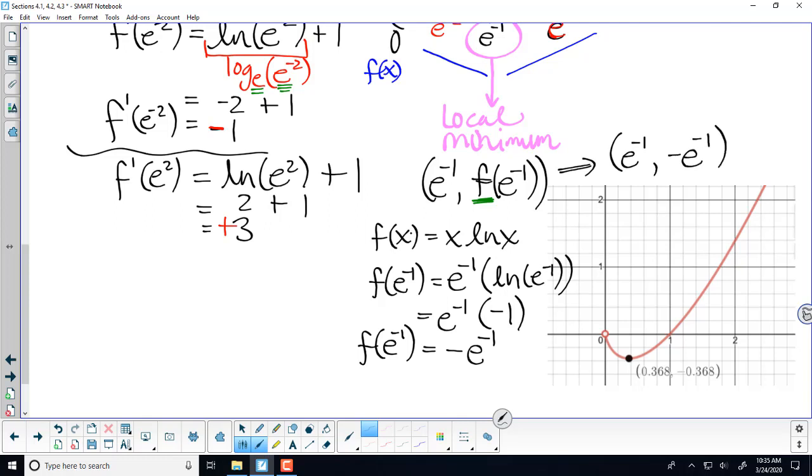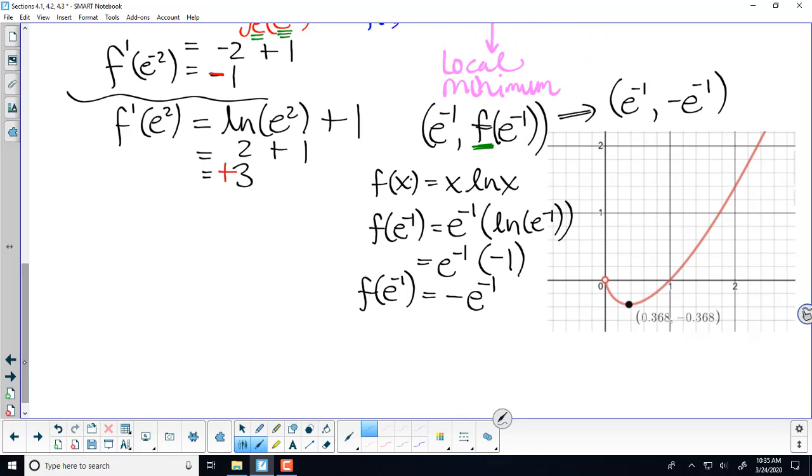Which, if you look at my fancy Desmos graph, by the way, you have to make it put the open circle. Remember, this function is not defined at 0. But I can see this is my min. This is e to the negative first, and this is negative e to the negative first. And I can see by the graph it's a local min.